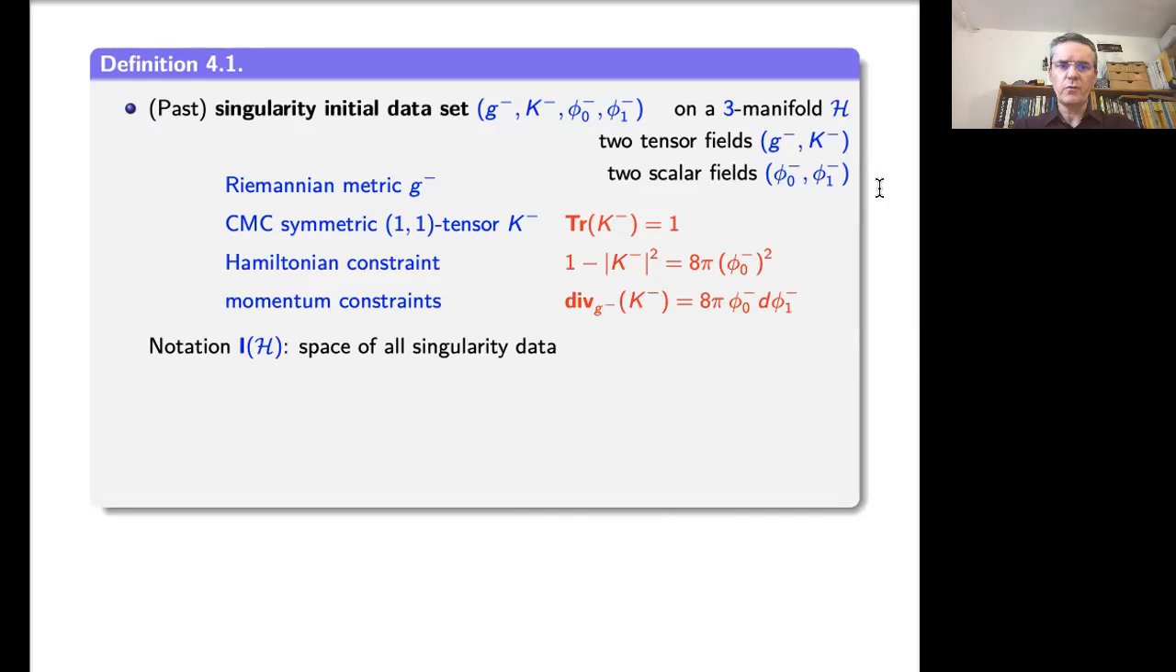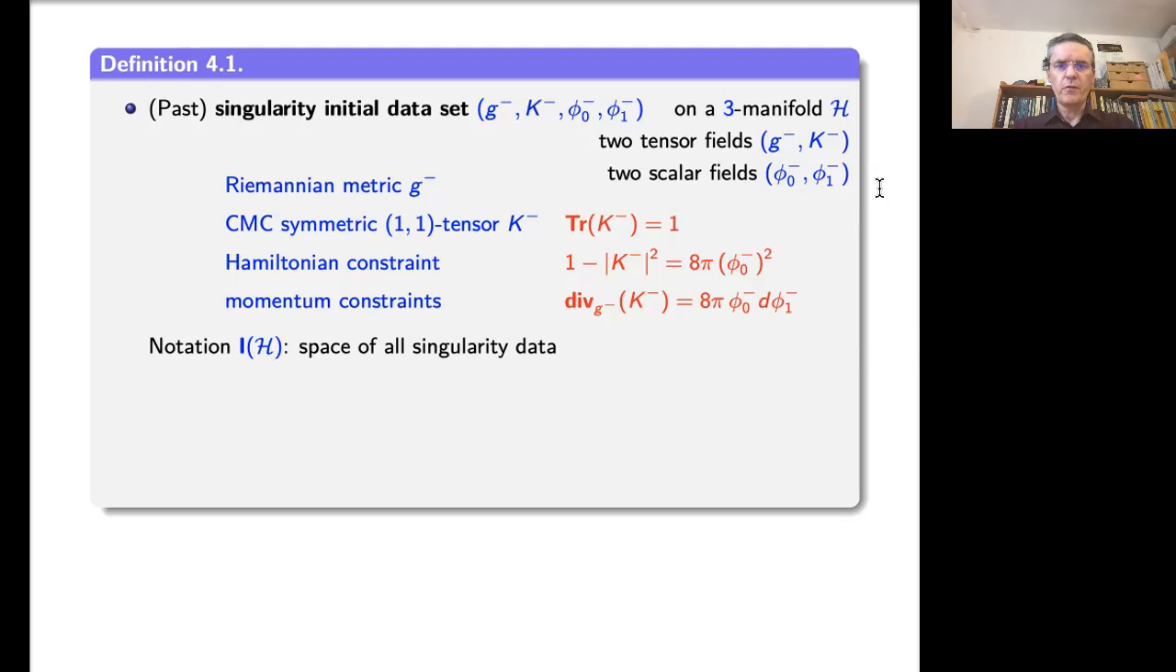And the Hamiltonian constraint takes the following form: 1 minus the norm of k squared is equal to phi 0 minus squared, with an 8 pi factor. And the momentum constraint takes the following form: the divergence of the tensor k minus is given by basically the gradient of the matter field, phi 1.